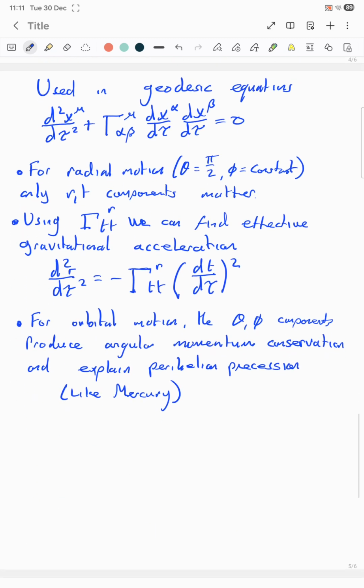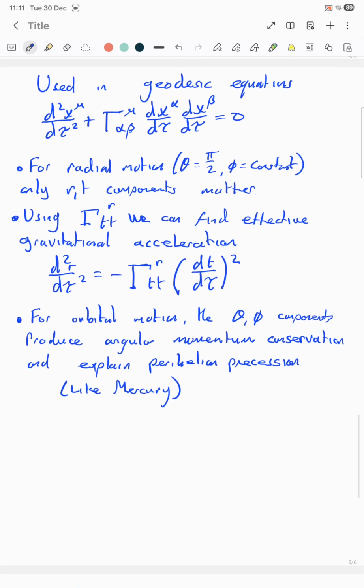Now Christoffel symbols are used in the geodesic equation. This is our line through curved space-time. So the Christoffel symbols, what we found here, go into the geodesic equation here, and this gives us our path through curved space-time. Now for radial motion, theta equals pi/2, phi is constant, only r and t components matter. Using our Gamma r tt components, we can find the effective gravitational acceleration here.